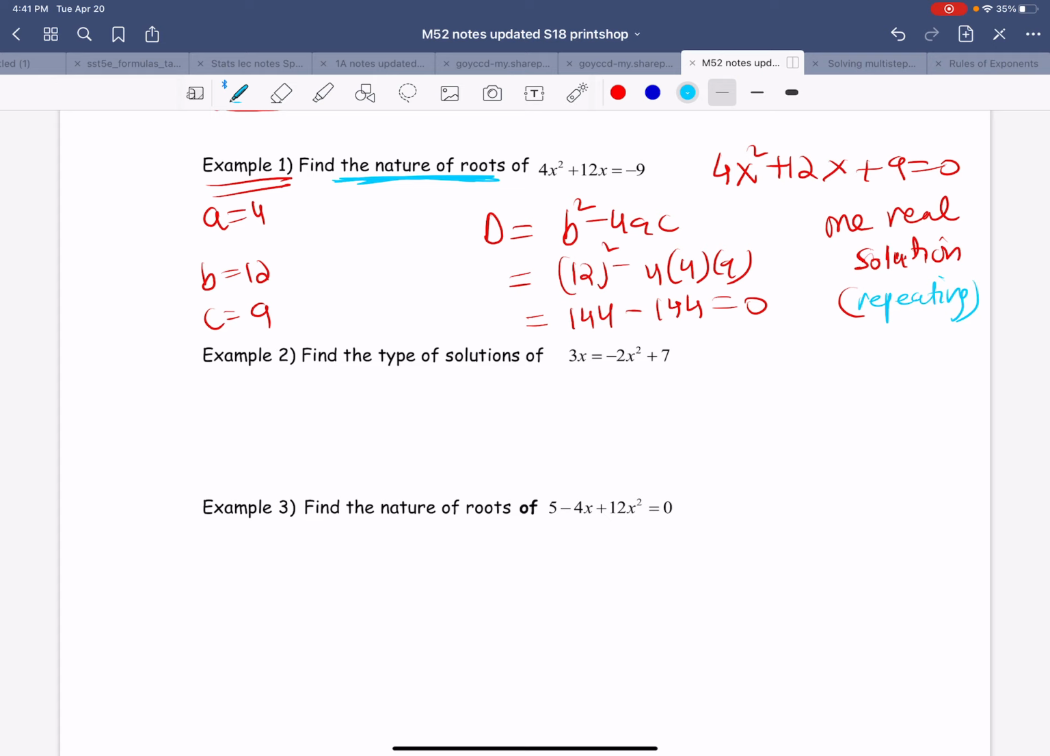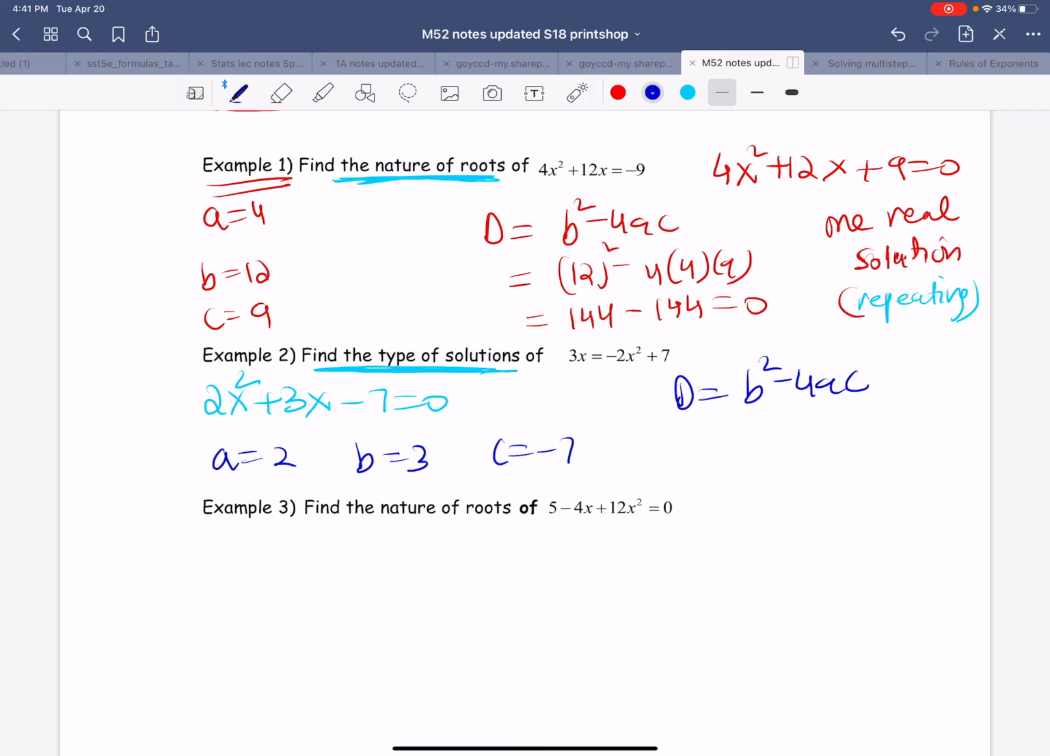Next example. Again, we were only interested in finding the nature of roots. We were not looking for what the roots are. We did not want to find what the solutions are, just the nature of roots. What type of solutions you will get if you solve them. Here's the next one. Find the type of solutions. We want to find out what type of solutions you are expecting, not necessarily what your solutions are. So the first step is to put it in the standard form, 2x squared plus 3x minus 7 equal to 0. And now your a is 2, b is 3, c is negative 7.